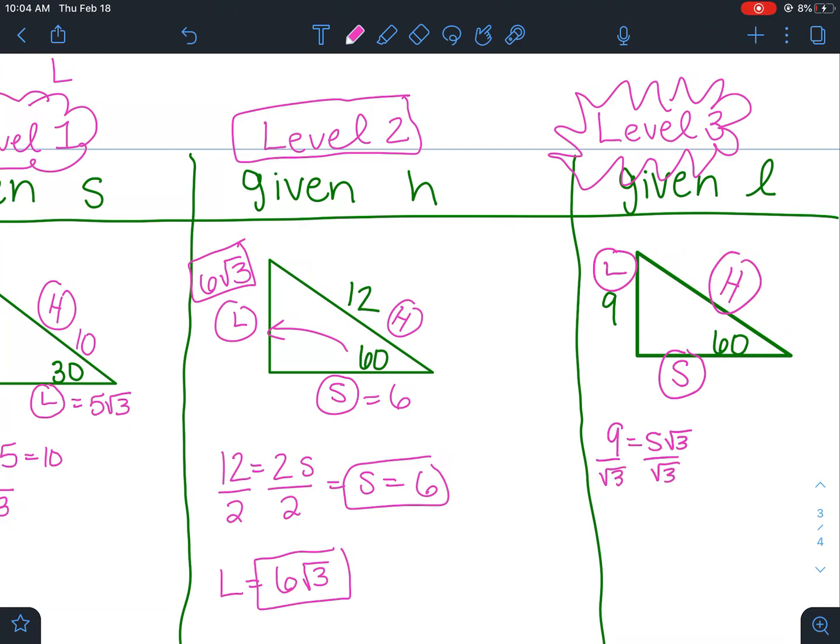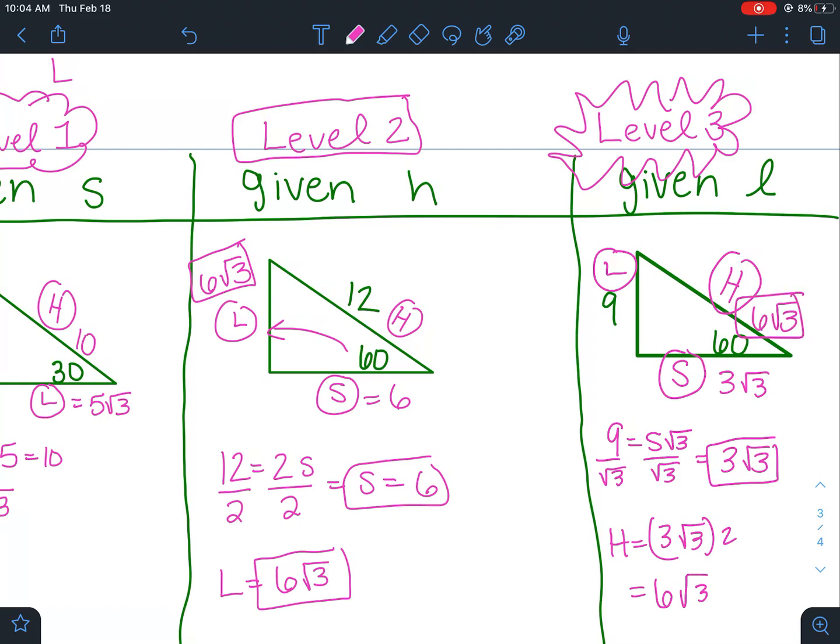Again, plug this into GeoGebra. 9 divided by the square root of 3 is going to give us 3 square root 3. So that's my short side. Now I have to plug that in to find my hypotenuse. Hypotenuse is equal to 2 times my short side, so 3 square root 3 times 2. Again, I'm just multiplying that outside number, so that's 6 square root 3 for my hypotenuse. And it's just like that.